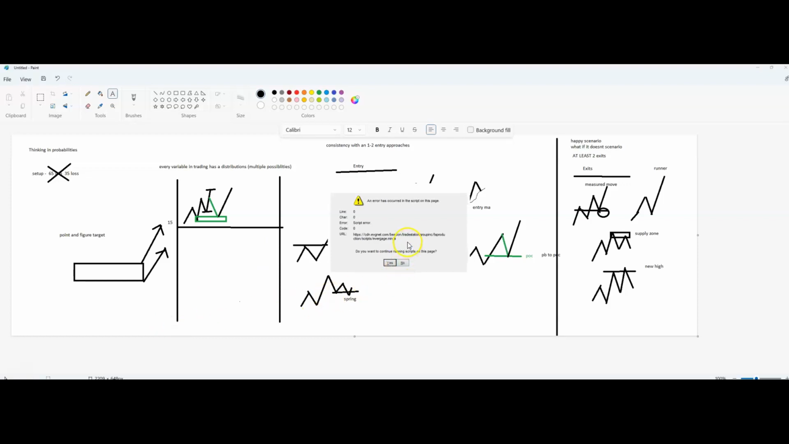This is my TradeStation. All the time it gives me this error. I don't know what this is. But anyway, coming back to this, where am I?